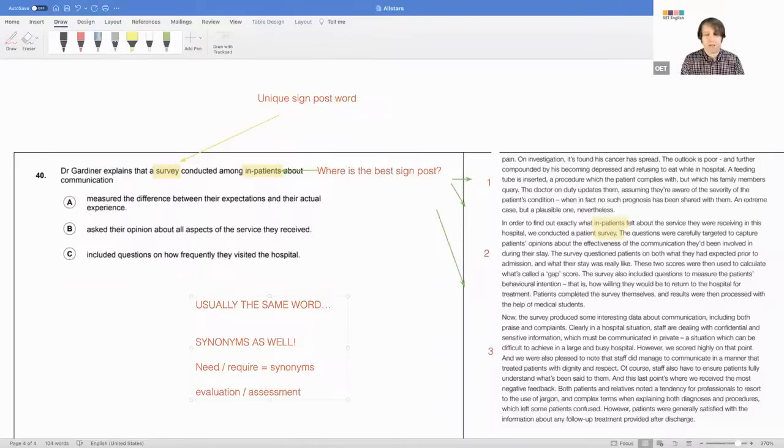Assessment. Evaluation, assessment's the same kind of thing. Okay. There's other synonyms as well. There's actually lots of synonyms. These are very common ones. Okay, so that's the idea.